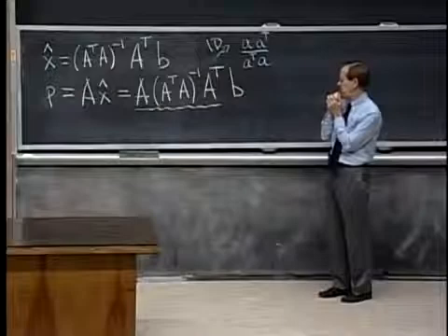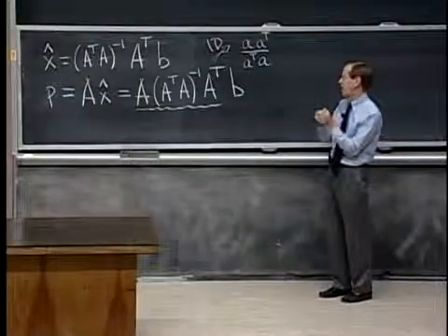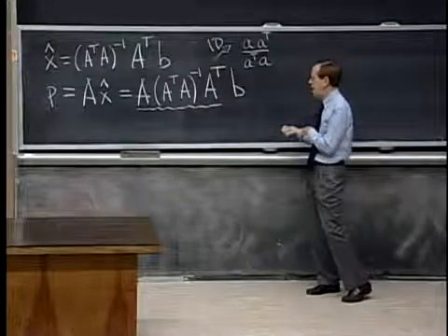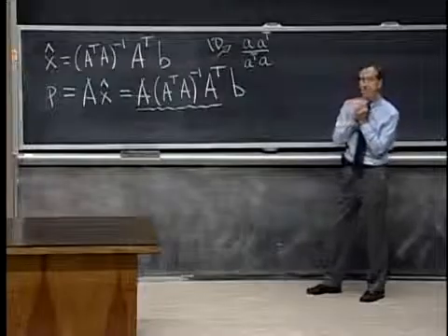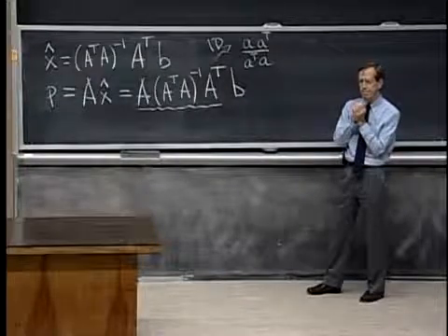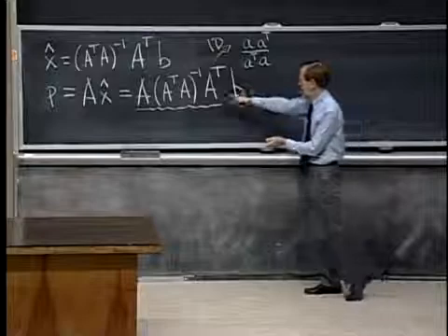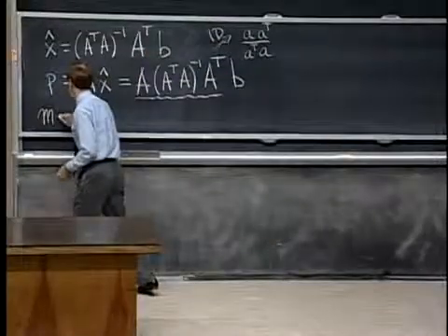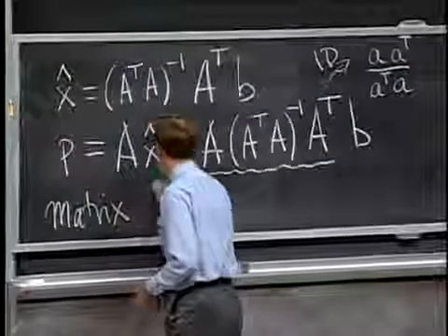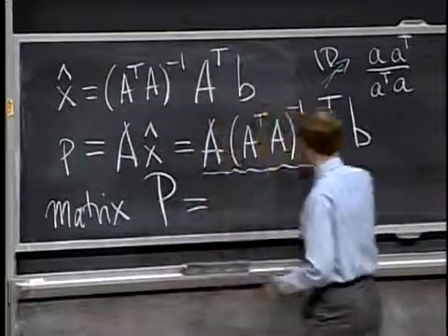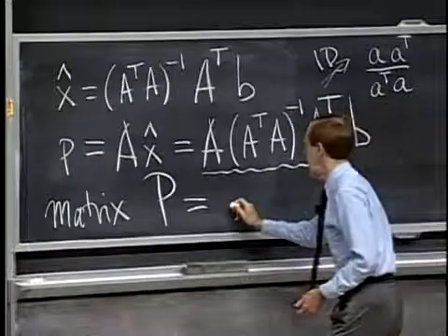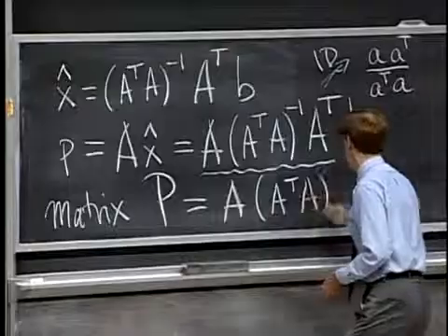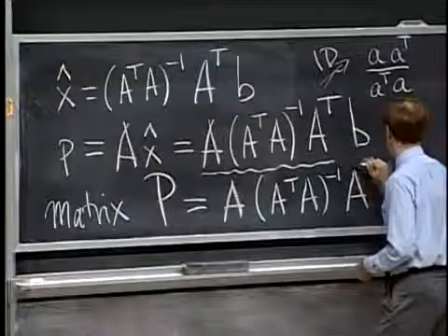And now tell me what's the projection matrix. What matrix is multiplying B to give the projection? Right there, it is. I even already underlined it by accident. The projection matrix, which I call capital P, is this. Shall I write it again? A times A transpose A inverse times A transpose.